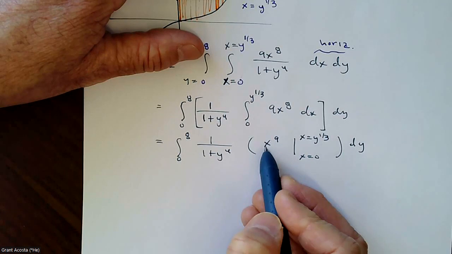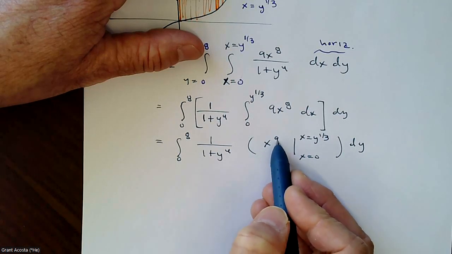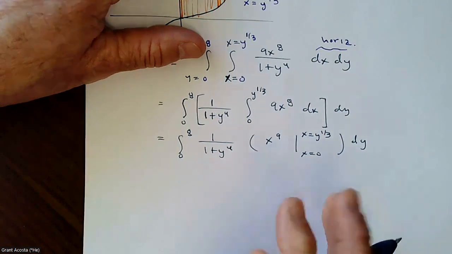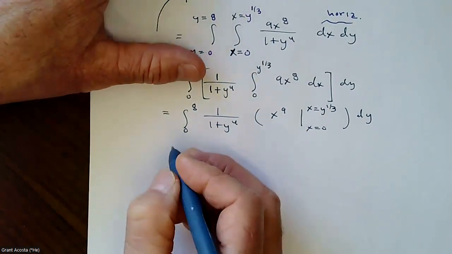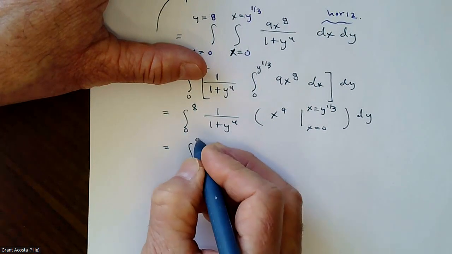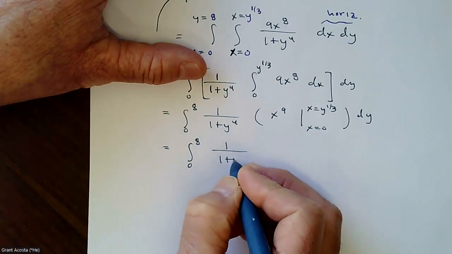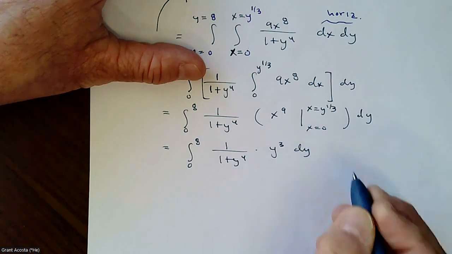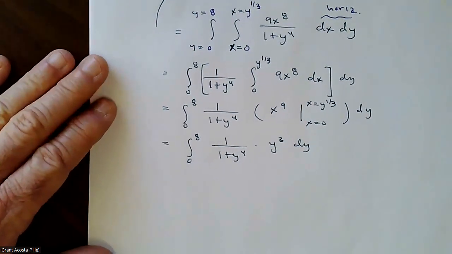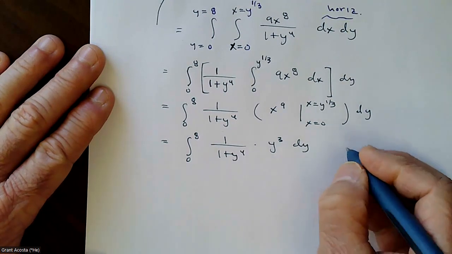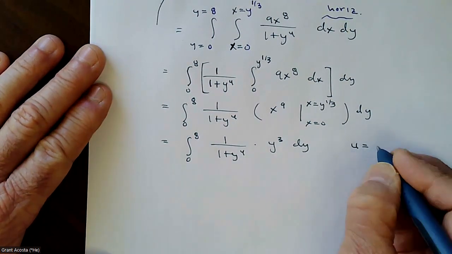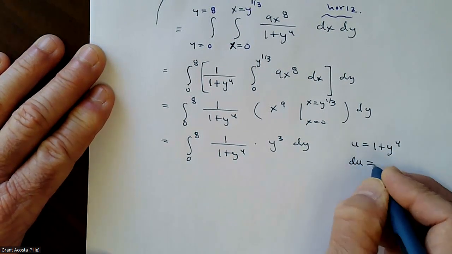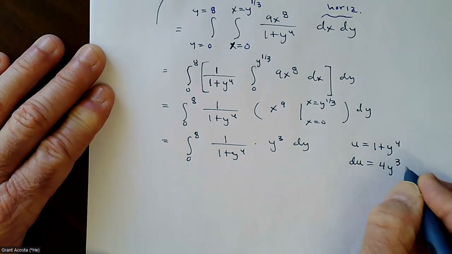But if I plug in y to the 1/3 and raise it to the 9th power, this is going to turn out to be y cubed. And then, of course, if I plug in 0, I get nothing. So when all is said and done, this will turn out to be y cubed. And now let's go back and try the idea of u substitution. If I let u equal 1 plus y to the 4th, du is 4y cubed dy.